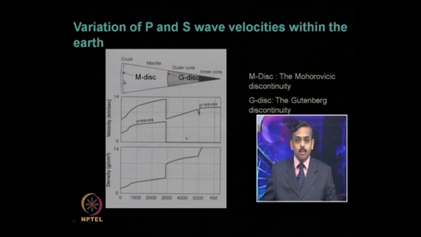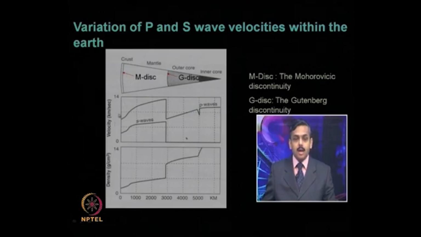So, the discontinuity or the boundary between the crust and mantle is known as Mohorovičić discontinuity or M discontinuity. And the boundary between mantle and the outer core is known as G discontinuity or Gutenberg discontinuity. This we have discussed just few minutes back in the case of secondary wave or shear wave, when we were discussing the characteristics of S wave. So, this is G discontinuity and this is called M discontinuity.